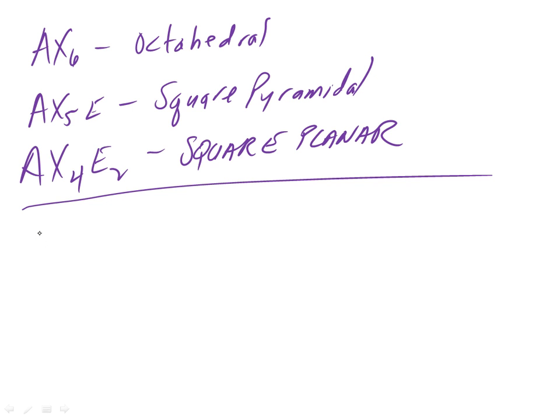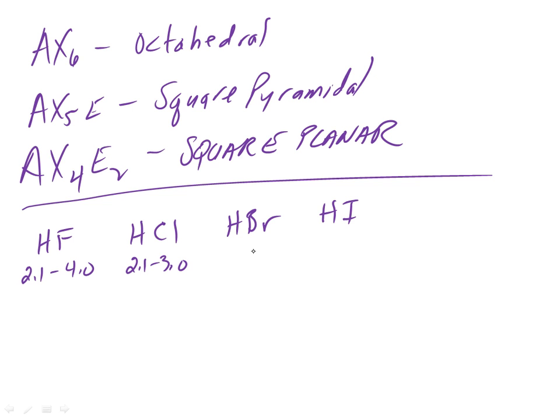The other part that I expect you to be able to do is, if we look at something like between these compounds, that you can tell me which one has the greatest dipole moment. Again, the difference here is 2.1 minus 4.0. This one's 2.1 minus 3.0, and then the other ones you can figure out. But we know that electronegativity decreases as you go down the periodic table. So this one has the greatest dipole moment, then hydrogen chloride, then hydrogen bromide, and hydrogen iodide would be the least. All right.